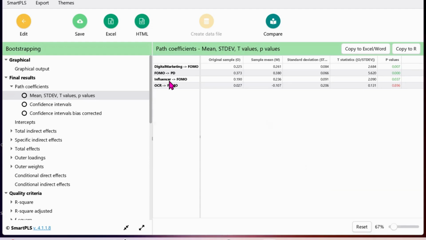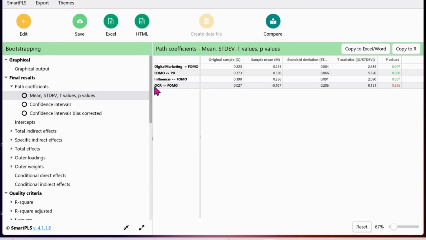Influencer also significantly influences FOMO. The beta value is 0.190. The t value is 2.090. The p value is 0.037. This relationship is significant as well. This result indicates that influencer recommendation and endorsement may create a sense of urgency among consumers. Consumers may feel motivated to engage with products and services to avoid missing experiences promoted by influencers.